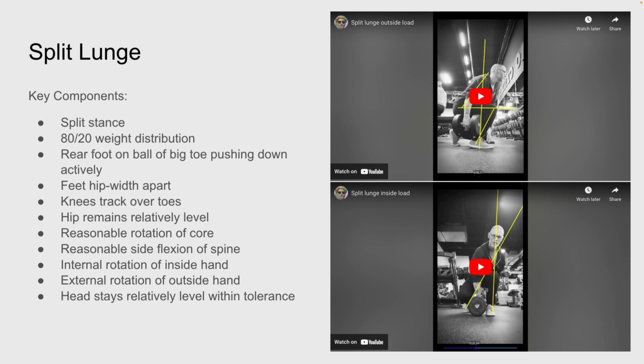So I am not in a static position. Internal rotation of the inside hand, external rotation of the outside hand, and your head should stay relatively level within tolerance. If you look down here at this video where my head is slightly tilted, that's super common. This is an area where there's going to be adjustments based on each person and what their neck will tolerate. So let's go ahead and look at the first video.